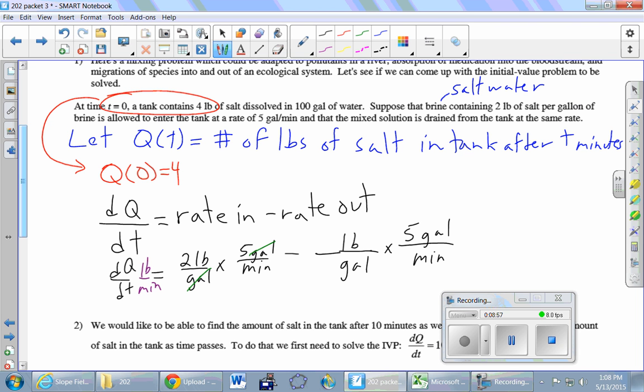Let's look at the entire tank. How many pounds of salt are in the entire tank? Q. It changes. It's Q of T. That's what we called the number of pounds of salt in the whole tank, divided by how many gallons of water in the whole tank? 100. So that right there, Q over 100, is the concentration of salt. It's changing, but that's the expression that represents concentration of salt in the tank at any moment. You can put Q of T. Typically, we omit the independent variable, but Q of T is fine.